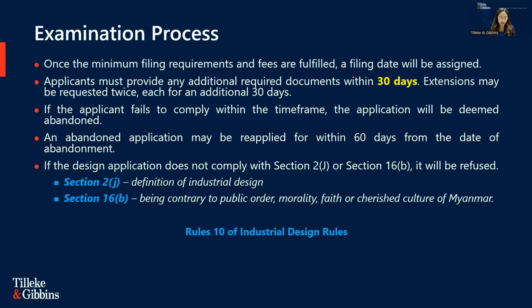Otherwise, the examiner will inform the applicant to provide any additional information as required, and the deadline for the response is 30 days. If the applicant cannot make it within 30 days, a request for time extension can be filed for another 30 days, and the request for extension can be made twice, so in total like 16 days. When the response cannot meet the deadline, it will be considered abandoned. So if the applicant cannot file within the time frame, the application will be abandoned. An abandoned application may be reapplied for within 16 days from the date of abandonment.